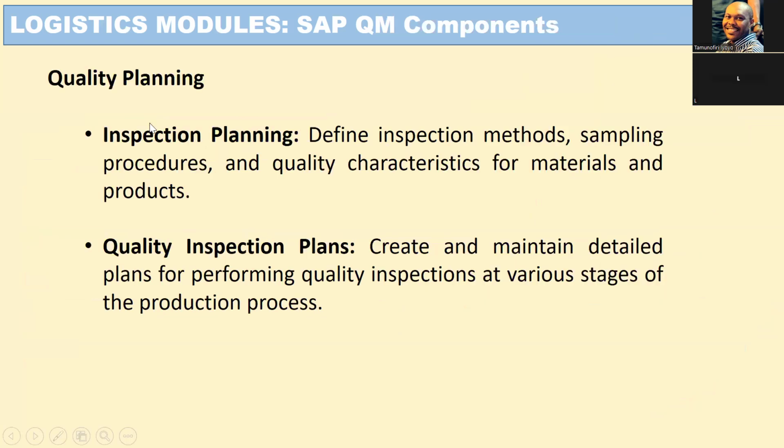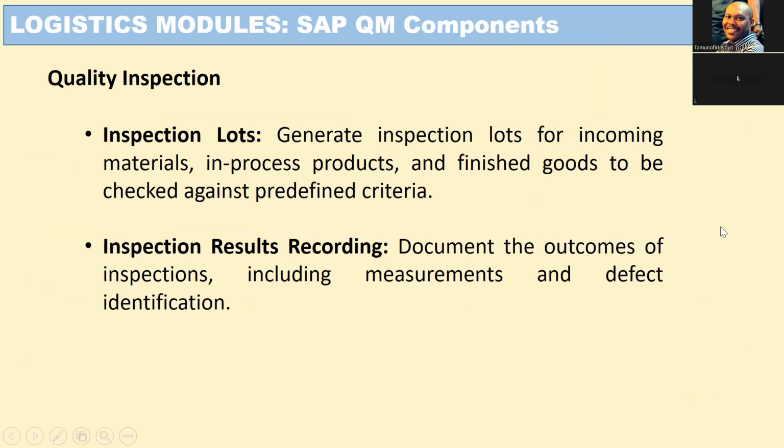Quality planning, of course, entails inspection planning, which defines inspection methods, sampling procedures, and the quality characteristics for materials and products. Quality inspection plans create and maintain detailed plans for performing quality inspections at various stages of the production process. Then we have the logistics module, which covers quality inspection now.